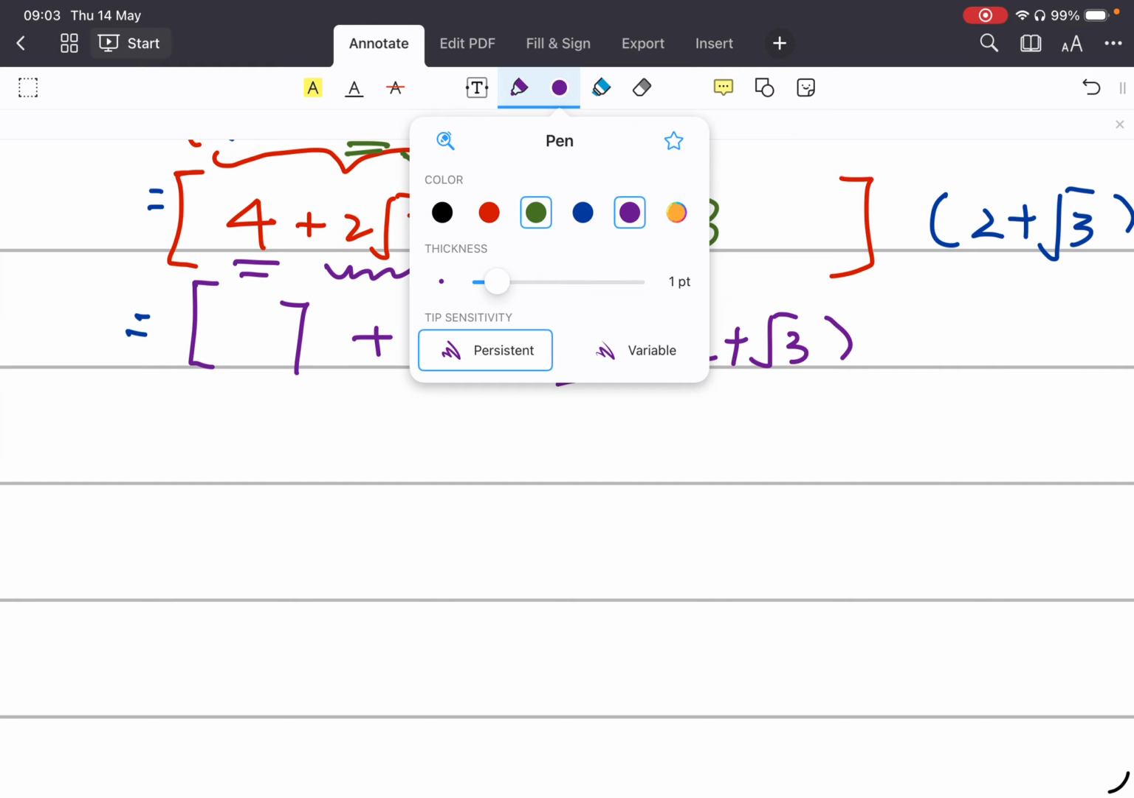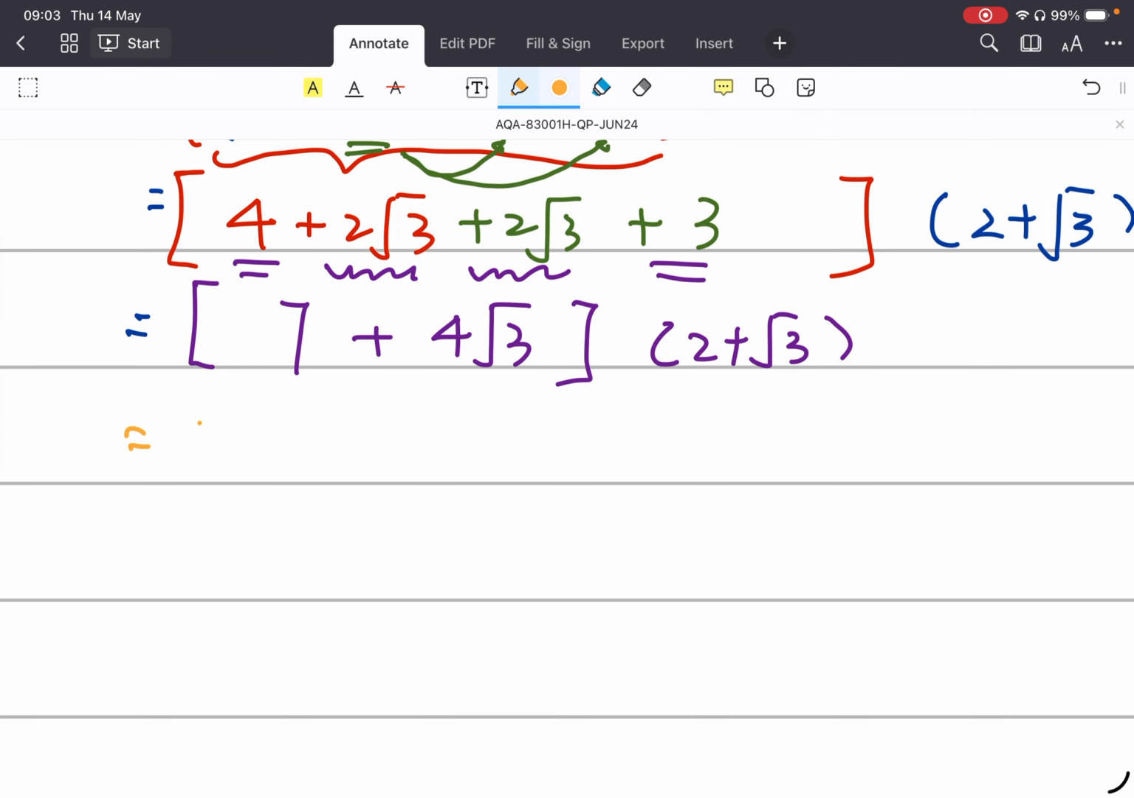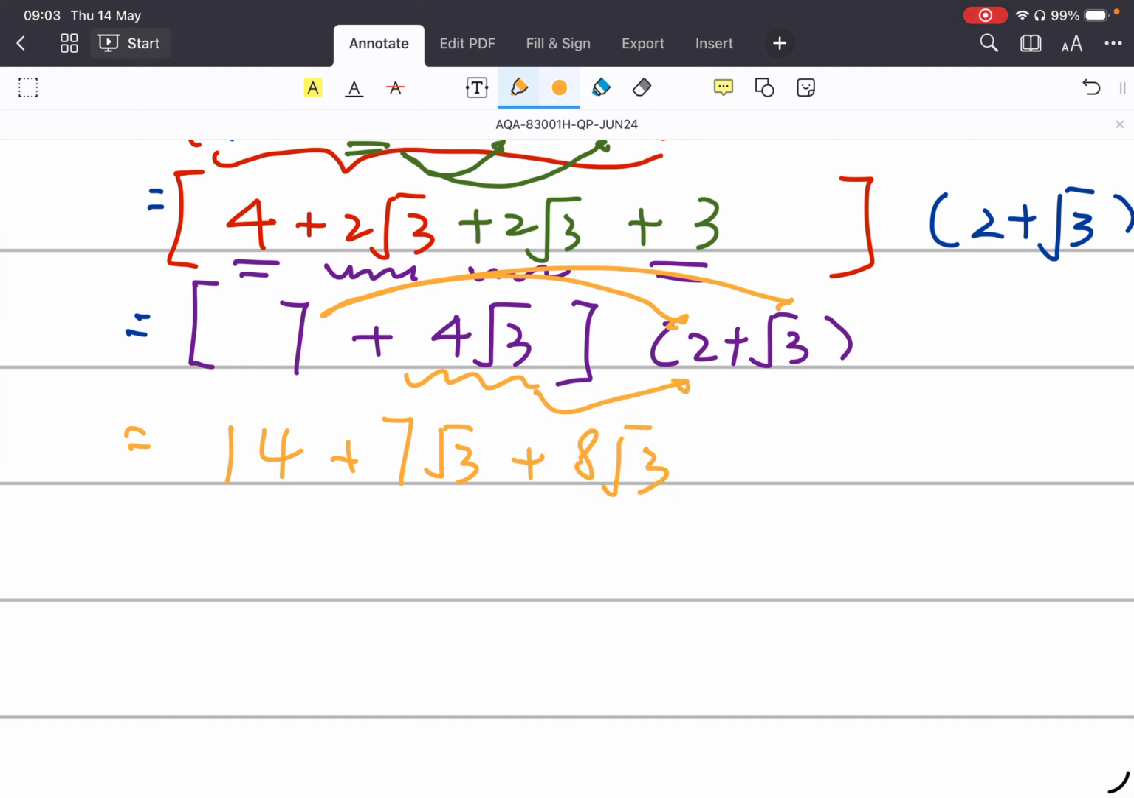Now we further simplify, rainbow again. 7 times 2, 14. 7 times root 3, 7 root 3. 4 root 3 times 2, 8 root 3. 4 root 3 times root 3: root 3 times root 3 is 3, times that 4, 12. Now we simplify the like terms. We calculate the like terms: 26 plus 15 square root 3.